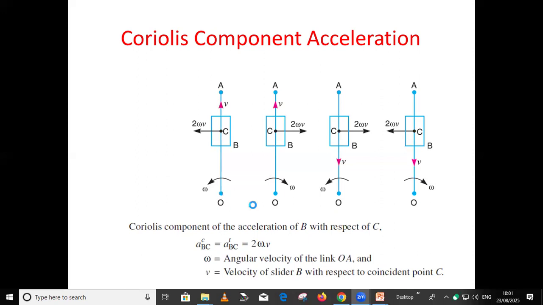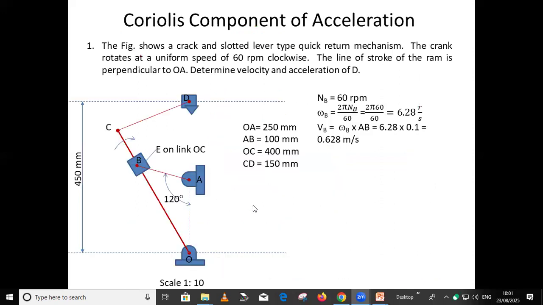Okay. Now, next part is we'll take one example, and based on that example, we'll try to understand how to plot that Coriolis component of acceleration. Okay. So we have this crank and slotted lever mechanism. The crank rotates with a uniform speed of 60 RPM. The speed of crank is given. This is the crank OB. Sorry, AB is the crank. OC is your intermediate link. CD is the output link, that is connected to the plunger. Okay. Line of stroke is given.